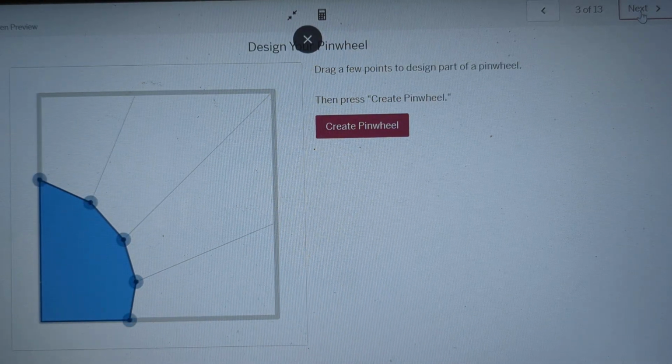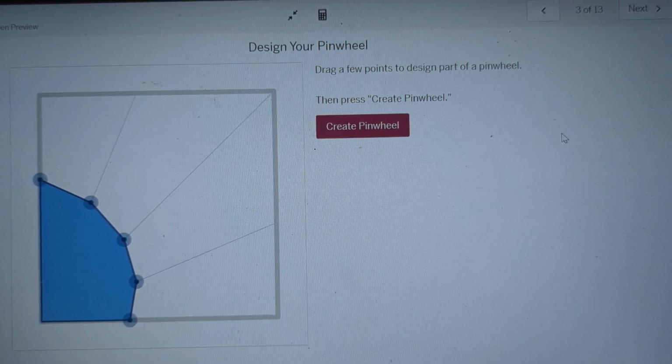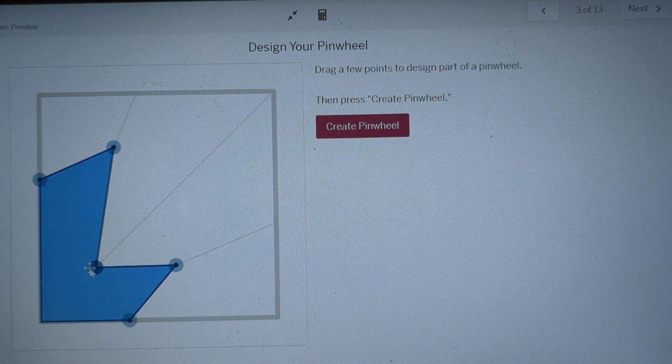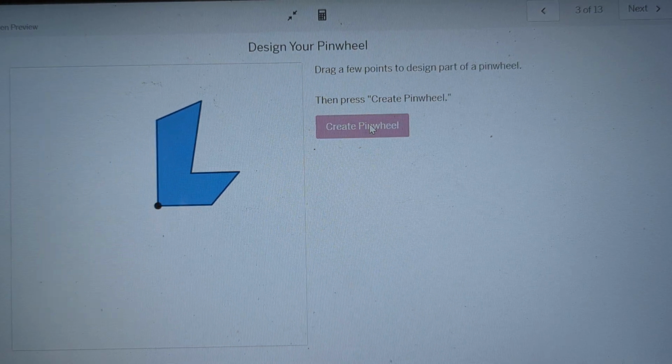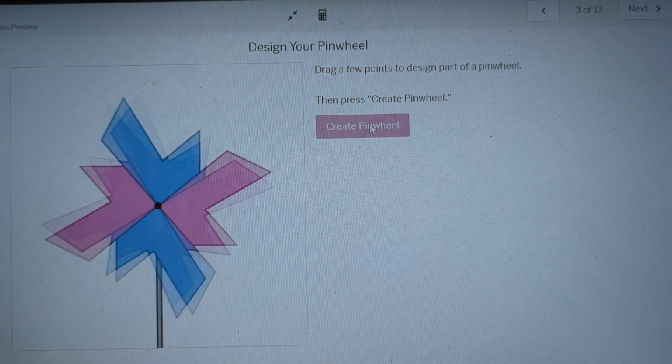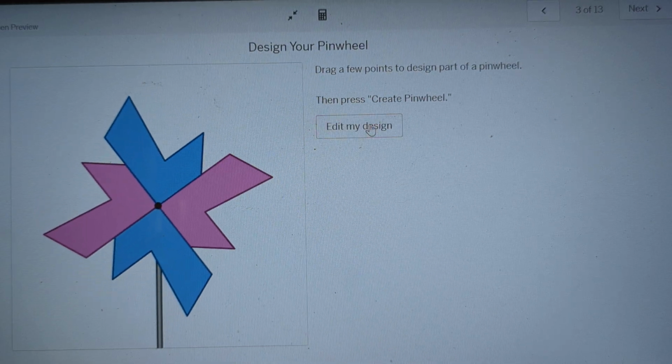Next, this is where we're going to start designing pinwheels, okay? So to create our pinwheel, you can do what you want. I'm doing this, and I'm doing this. Okay, and then I'll do this. So I just moved 3 things. And now it says hit create pinwheel. So then you hit create pinwheel. Now you see what happens. And there's your pinwheel. All right, whatever design you want to make, you can do that.